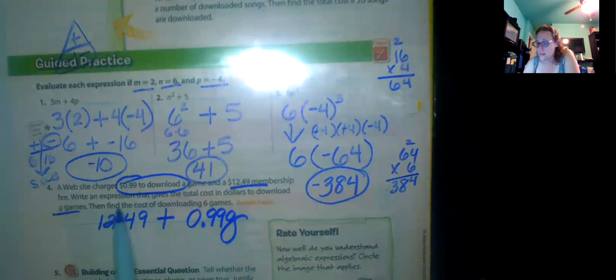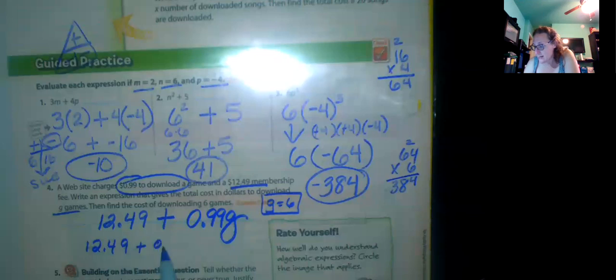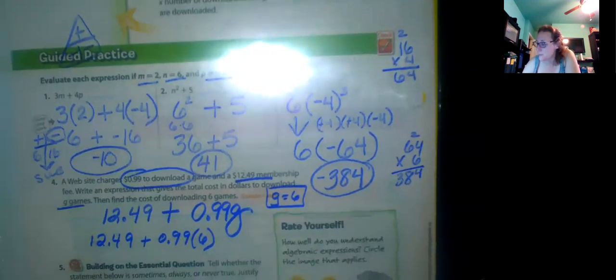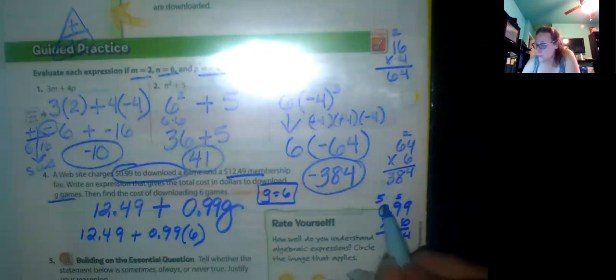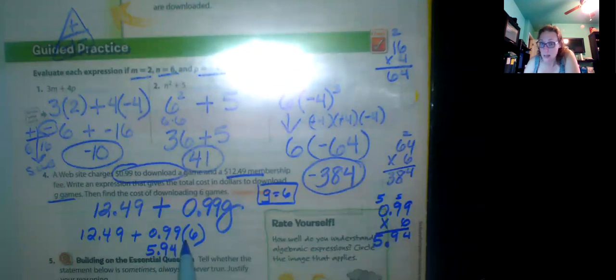Then it says, find the cost of downloading 6 games. Well, so what if G was 6? So we take $12.49 and we add 99 cents times the 6 games. Let's work that out. So 99 cents times 6 games. So we got 54, 55, 56, 57, 58, 59. 6 times 0 is 0, plus 5 more is 5. Don't forget your decimal. So now we have $5.94. That's just for your 6 games.